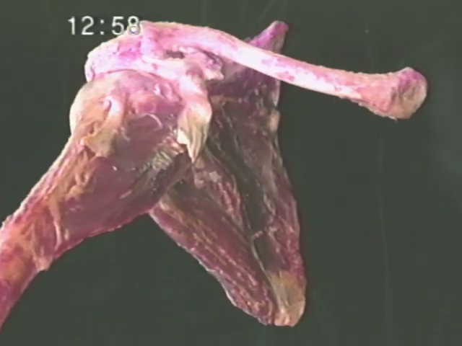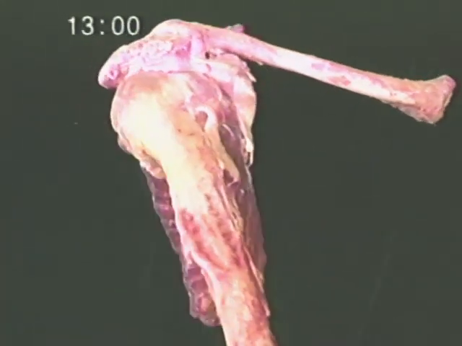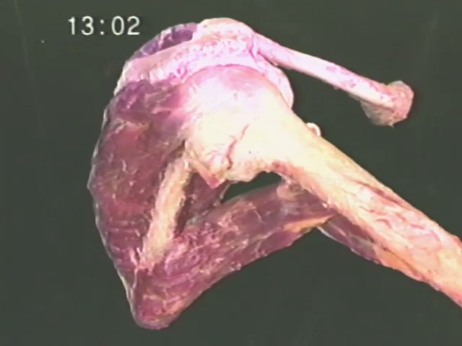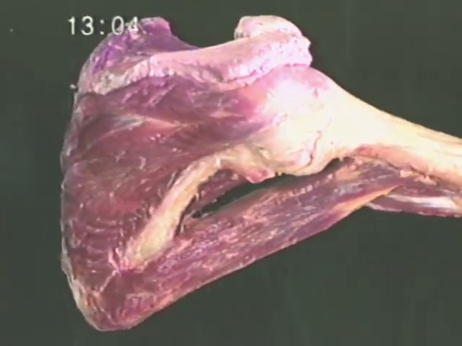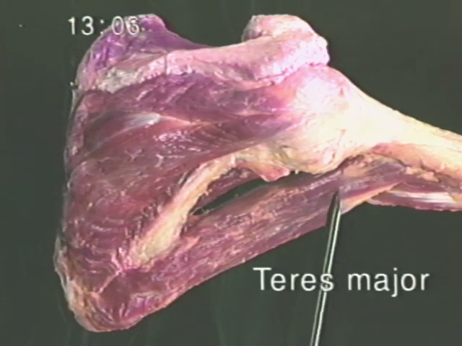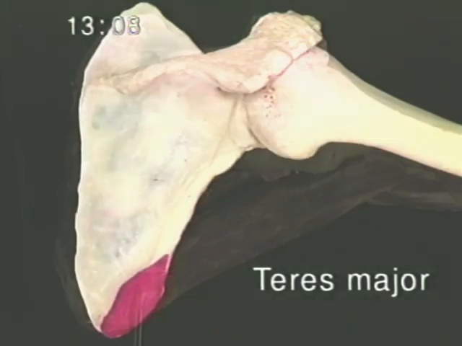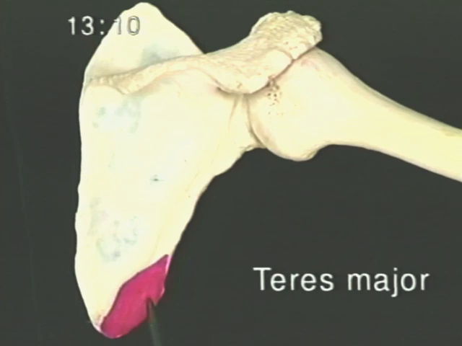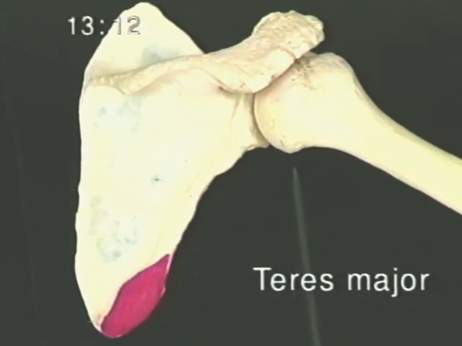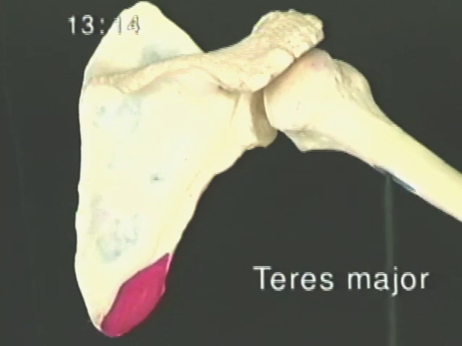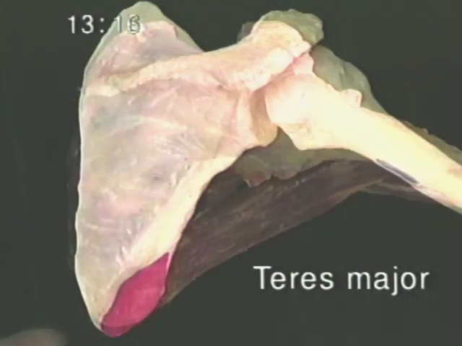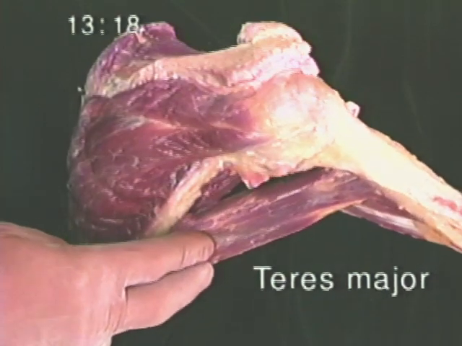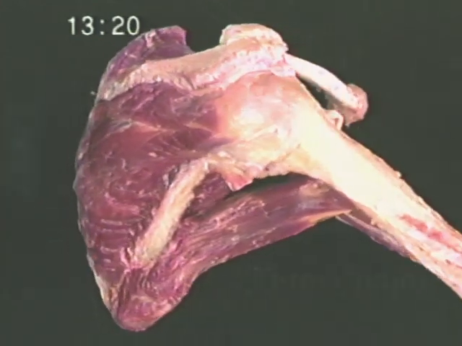There are two other muscles to note that also run from the scapula to the humerus, one on the front and one on the back. The one on the back is teres major. It arises here from the lower lateral border of the scapula. It inserts here on the crest of the lesser tubercle. Teres major is quite a powerful adductor of the humerus.